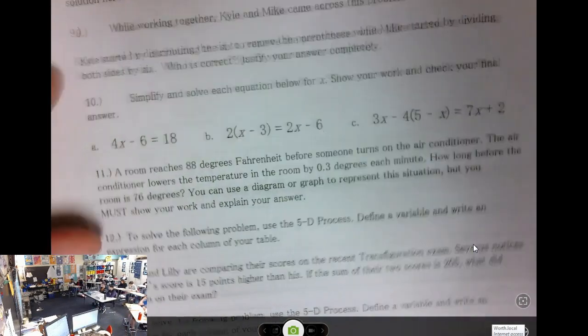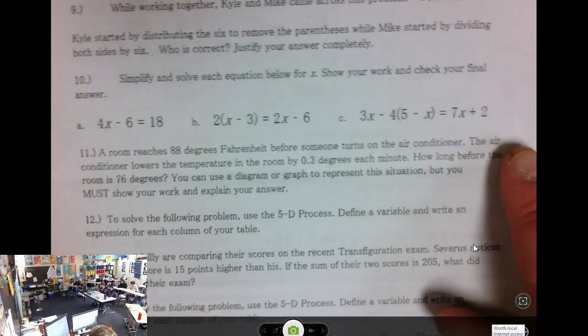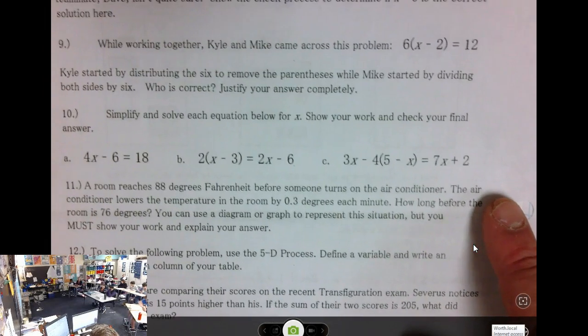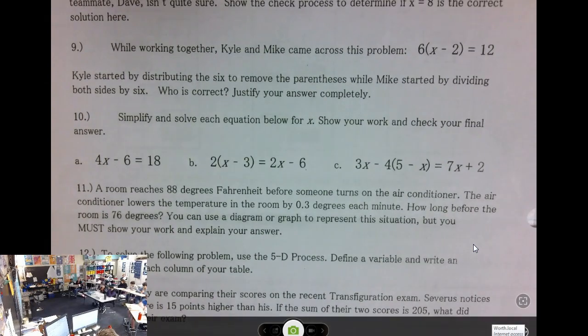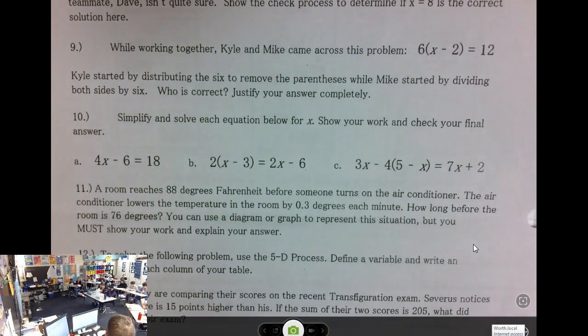Everyone look at your answer for number 9. Yeah, but you might not have. Just because I marked it correct doesn't mean you were actually correct. Give me your attention. I don't know why people are talking.